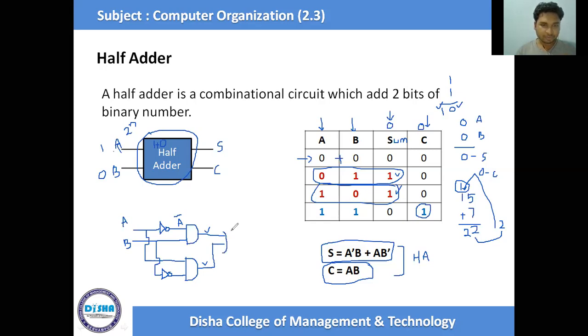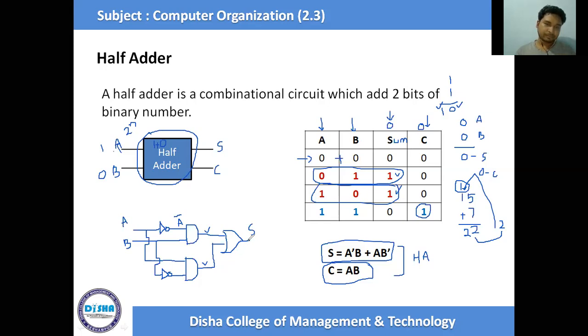This is the OR gate. We got S. So here S equals, this is the equation, A naught B plus A B naught. That means we can supply input values 0 0, 0 1, 1 0 and 1 1 to this circuit, and according to that we will get the S value.